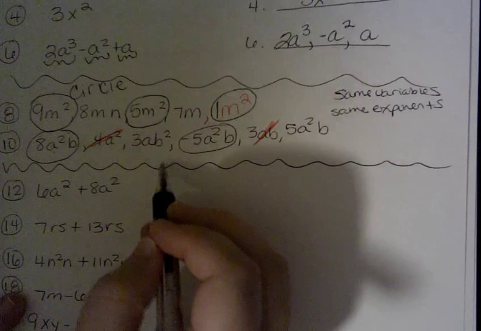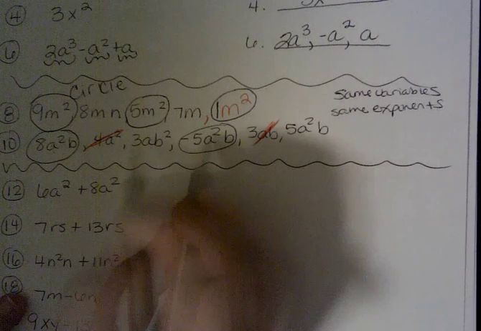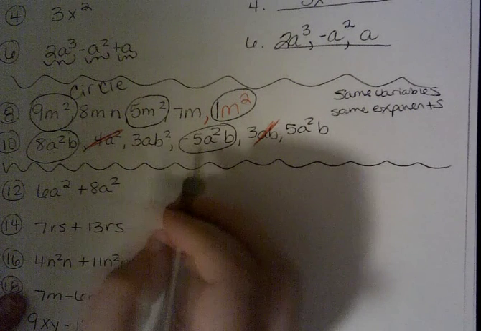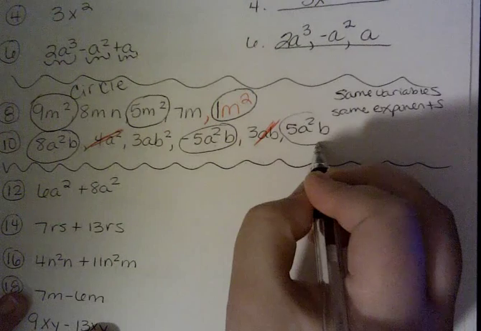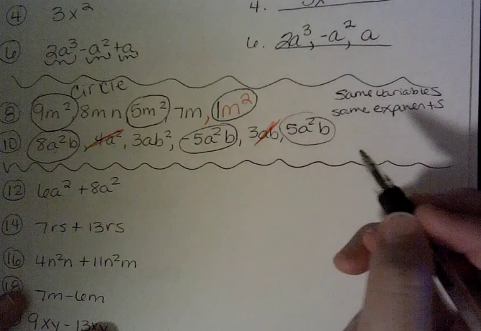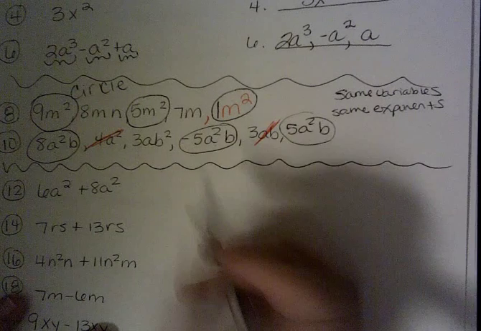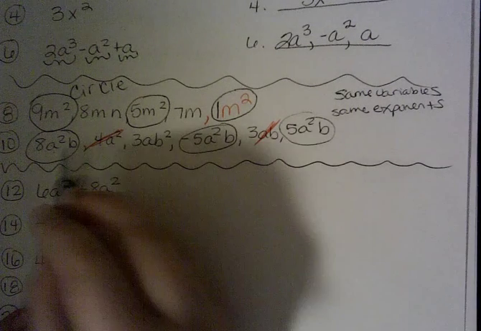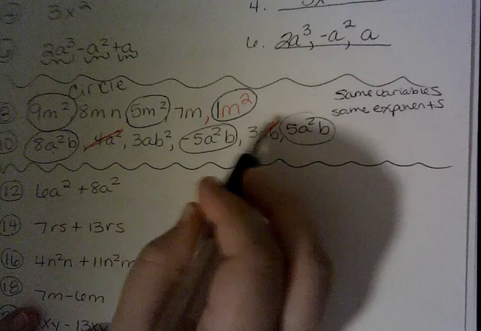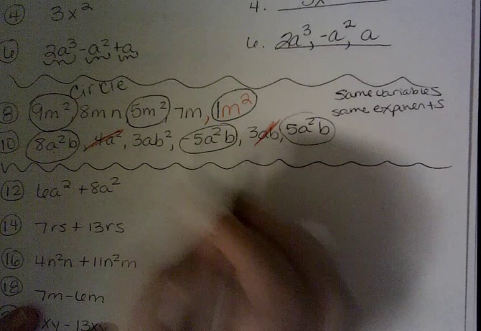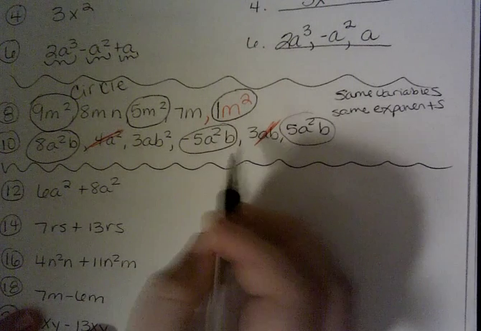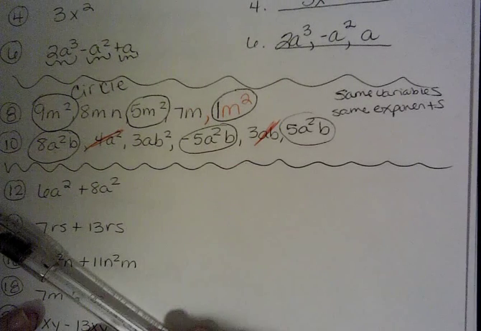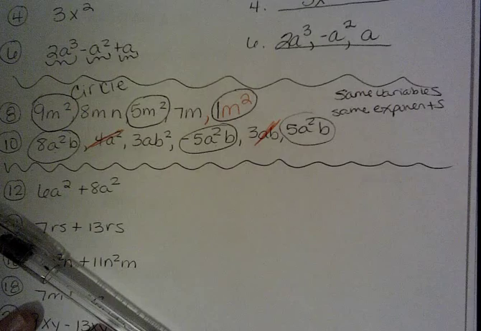Notice how the a is squared here and the b is squared here. That's the difference between those two. And you also notice that that is also a like term. Now don't let the fact that this one is negative and these are positive throw you off. The negative is a part of it being a coefficient. That does not change it. The only thing that will make it not a like term is if they don't have the same variables or they don't have the same exponents.